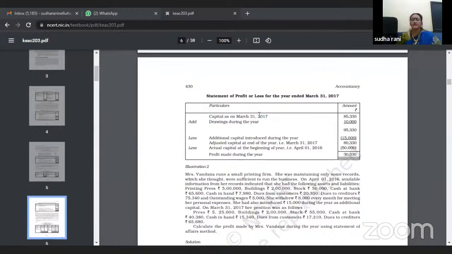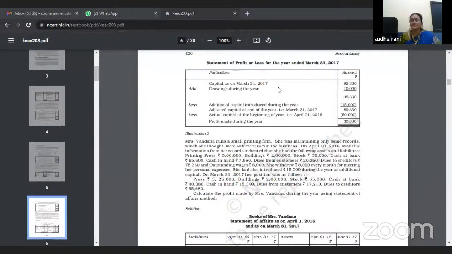To the capital at the end of the year, add drawings, subtract additional capital, then you get adjusted capital. Whatever adjusted capital you get, from that subtract the opening capital, that is capital at the beginning of the year. The difference amount is going to be your profit or loss.